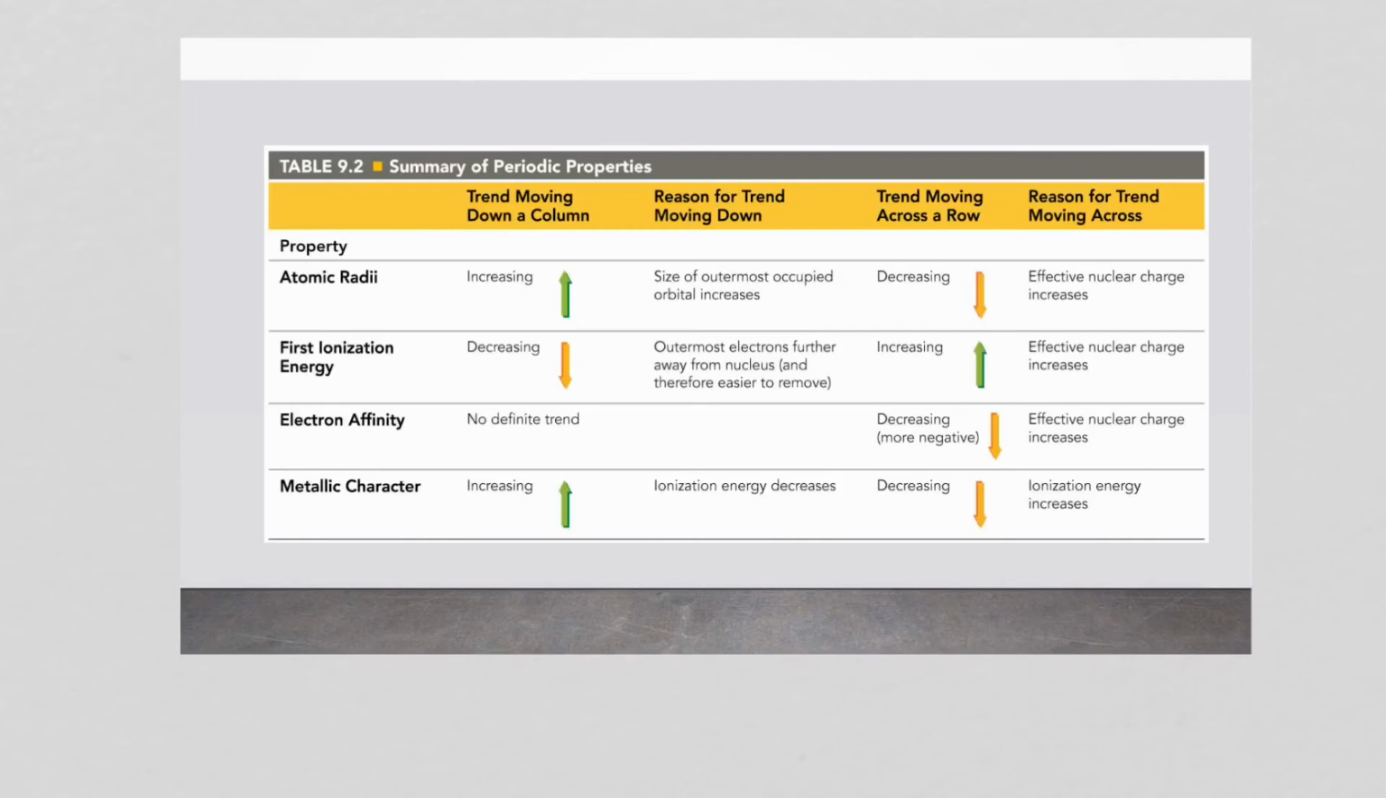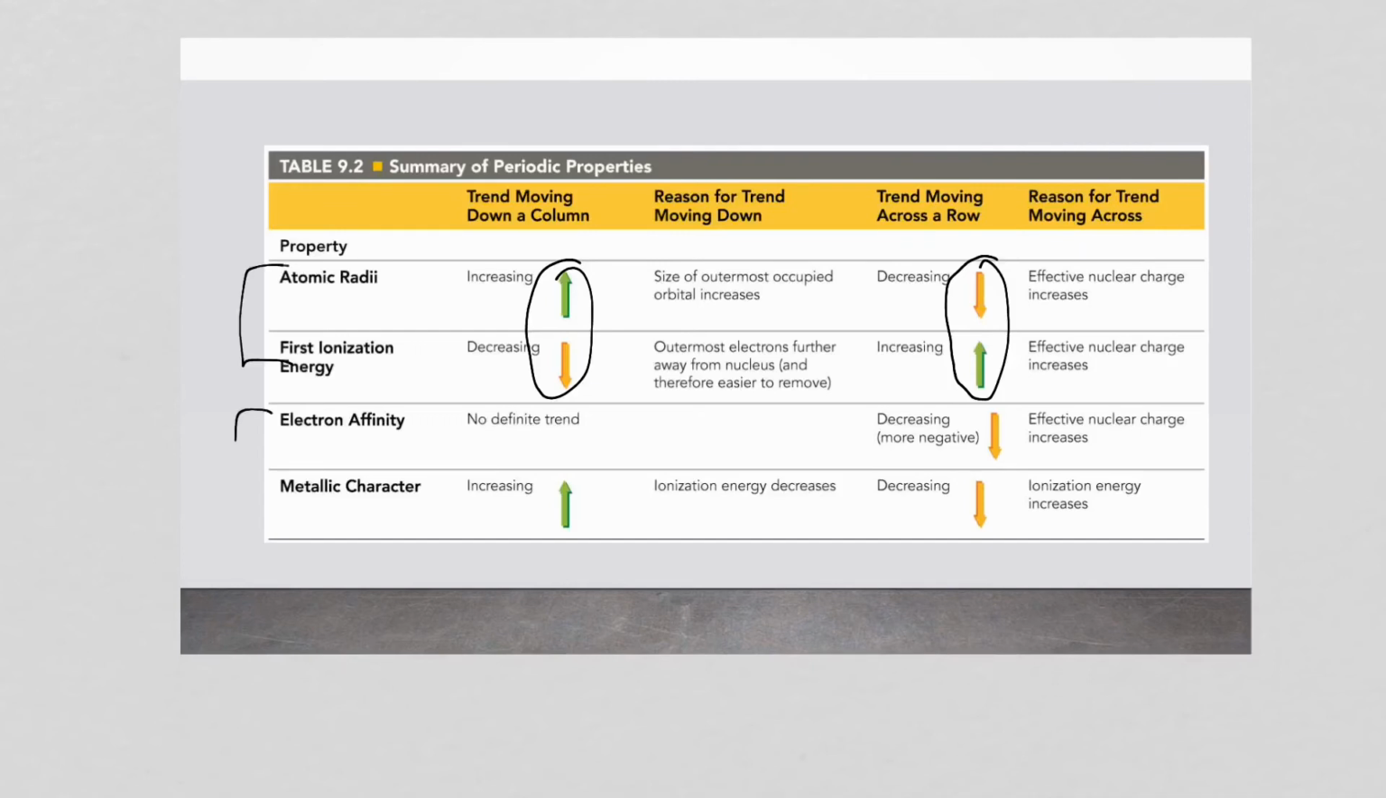Now, look at the relationship between size and ionization energy. As we move down, size goes up, ionization energy gets smaller, right? So we see this relationship. If we go across the row, size gets smaller, ionization energy gets bigger, becomes harder to remove an electron, right? So we see these trends moving in opposite directions. The size gets bigger, ionization energy gets smaller; size gets smaller, ionization energy gets bigger. So these two trends are really closely related.